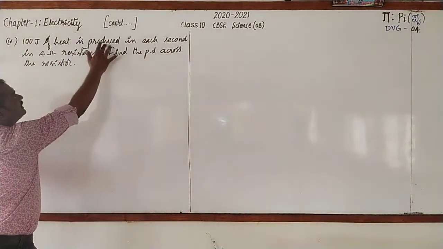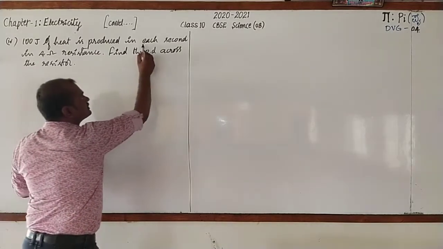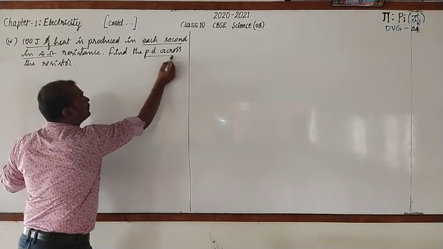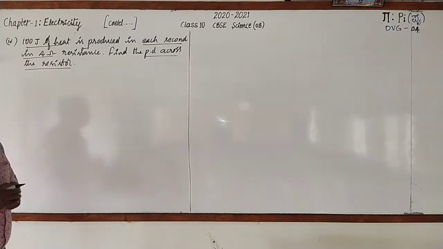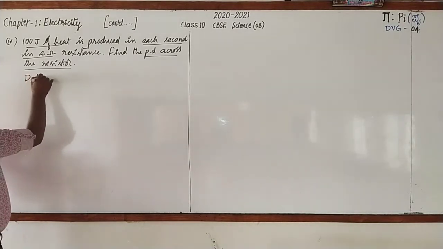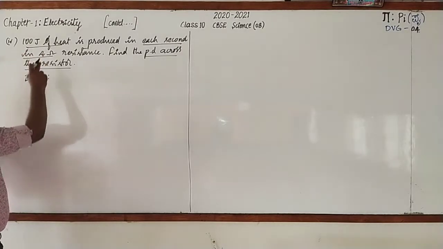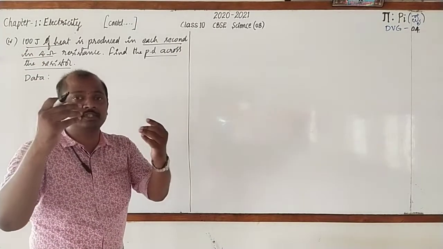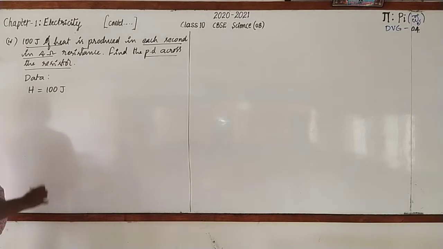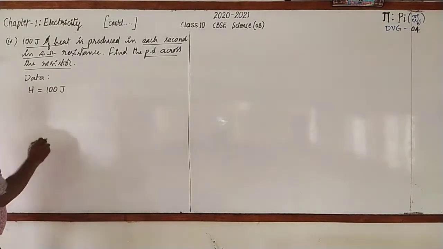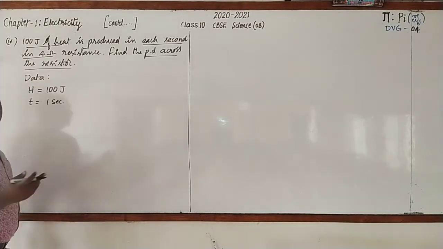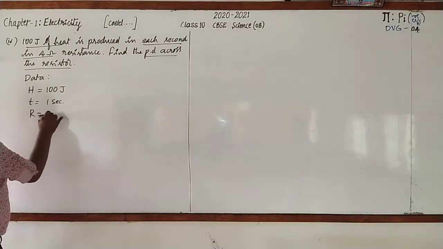100 joule of heat is produced in each second in a 4 ohm resistance. Find the potential difference across the resistor. Let's discuss that later. Before that, first let us write the data. See, 100 joule of heat is produced. Heat produced is already given: 100 joules. In each second, that is every second, T is equal to 1 second. In a 4 ohm resistance, R equal to 4 ohm.